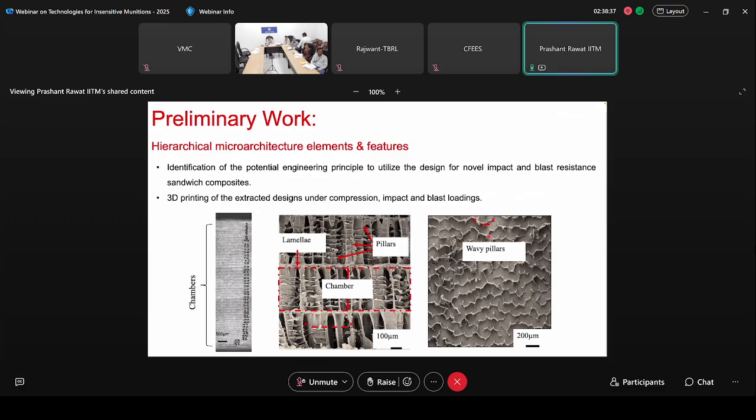possibilities of ventilation as well as directional collapse are controlled by the thickness of these wavy pillars, which is going to be a key contribution in terms of designing a novel class of auxetic material, so that we can control or trigger the collapse mechanism to avoid any kind of catastrophic failure.